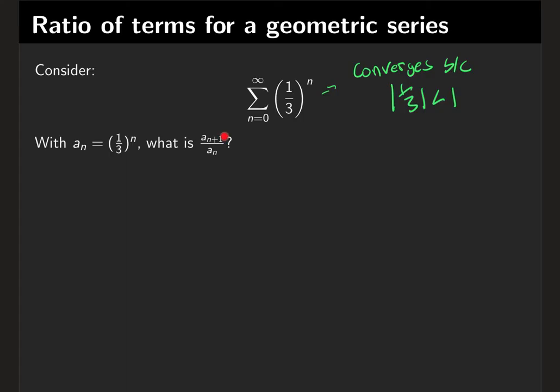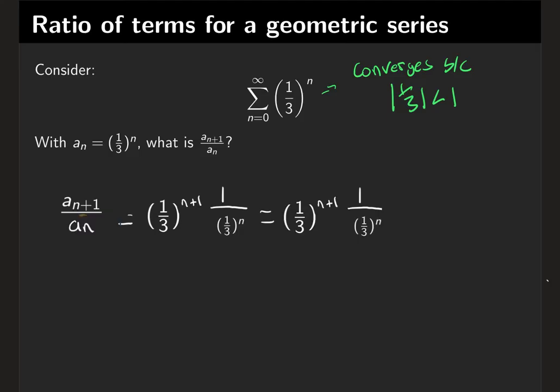So we're taking a_{n+1} over a_n, where a_n is 1/3 to the n. Let's compute this. So let's look at the a_{n+1} part. We'll take our a_n, but we have to substitute the n plus 1 where we had the n. So it's 1/3 to the n plus 1. And now let's look at dividing by a_n. So we take our a_n, 1/3 to the n, but we have to divide by that, so we take the reciprocal.